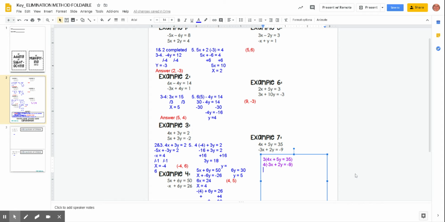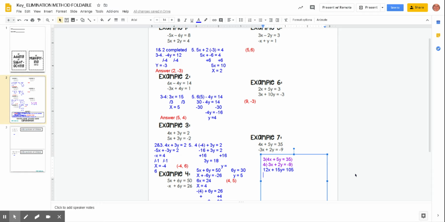So once I do that, 3 times 4x becomes 12x. 3 times 5y becomes 15y. And 3 times 35: 3 times 3 is 9, which means 3 times 30 is 90, and 3 times 5 is 15, so this becomes 105. So you want to go with that smallest multiple, so you don't get humongous numbers.